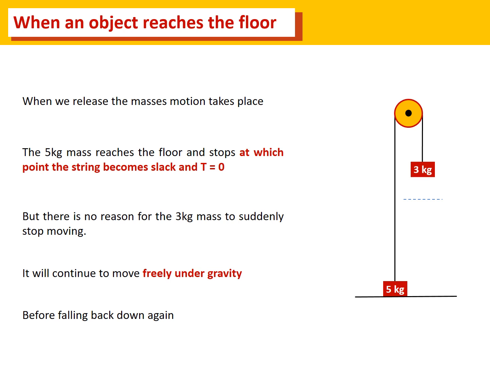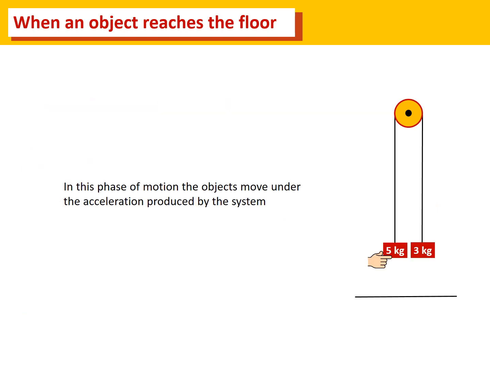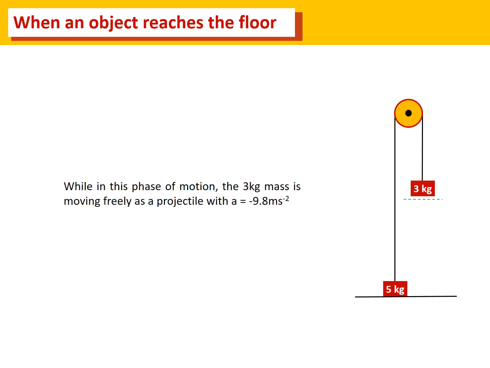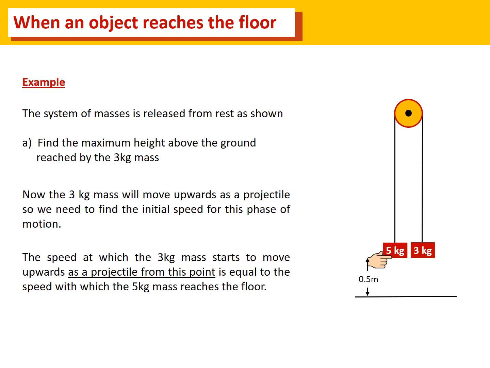And then it will fall back down again, and then it will continue to fall a little further because it will jerk the 5 kilogram mass back off the horizontal surface. But you're not usually asked to analyse the subsequent motion when that happens. It's usually about trying to find the maximum height that the lighter object reaches from the surface. So just to recap, in this phase of motion, the objects move under acceleration produced by the system, and then in the second phase of motion, the 3 kilogram mass continues to move as a projectile.